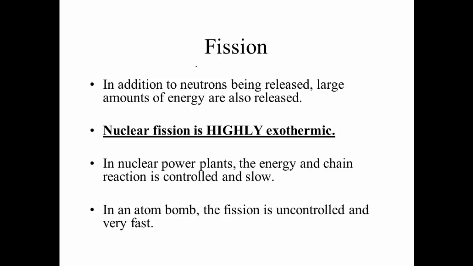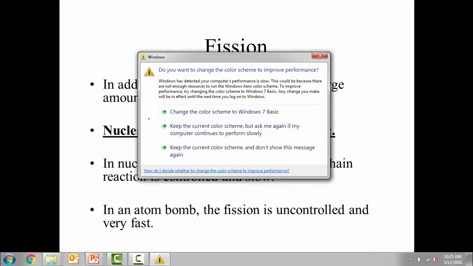In addition to those neutrons being released, there is a very, very large amount of energy being released. Nuclear fission is highly exothermic, and in nuclear power plants, the energy and chain reaction are both controlled and slowed down so that we can actually harness that energy and do something useful with it. And an atom bomb is the exact opposite situation. Fission occurs and the chain reaction and the energy is completely uncontrolled, completely released, and it happens very, very fast. So our nuclear power plants and atom bombs are actually the exact same nuclear process. It's just whether or not we control it.